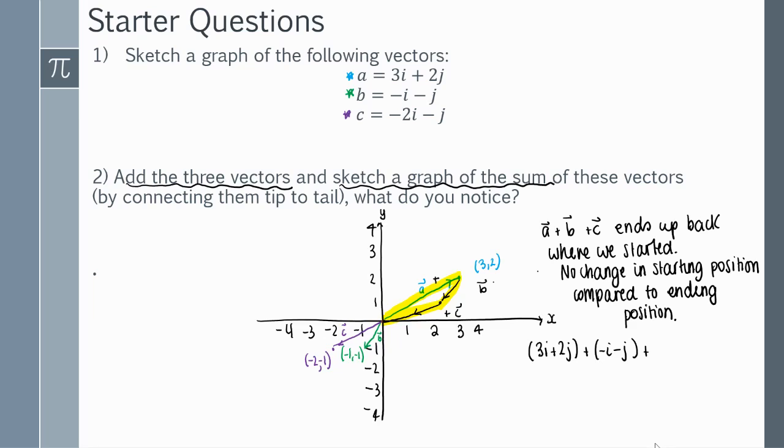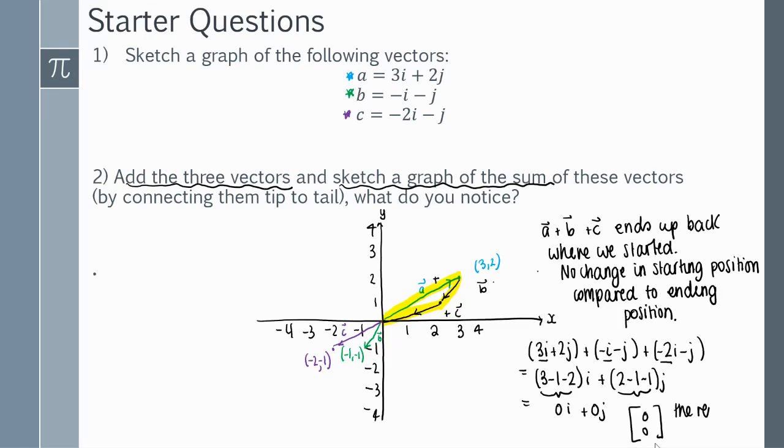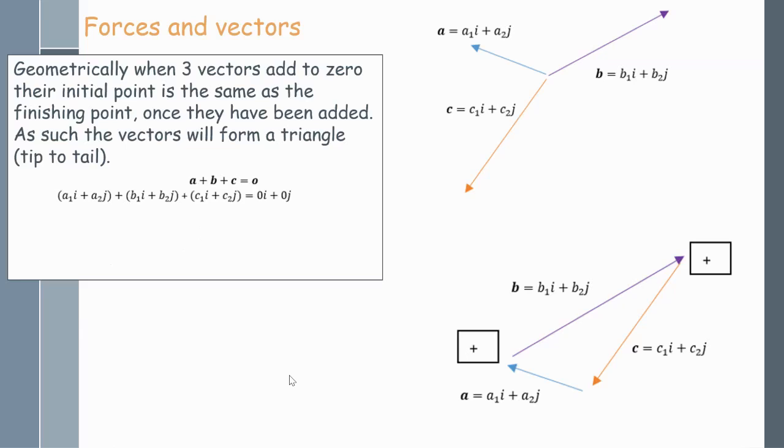When we add these three vectors together, I get 3i plus 2j plus minus i minus j plus minus 2i minus j. Collecting the i terms, notice for the i component, I get 3 minus 2 minus 1, which is 0. For the j component, I'll get 2 minus 1 minus 1, which is also 0. So the result here is indeed the 0 vector. There is no change in the starting position to the finishing position when we add these vectors together.